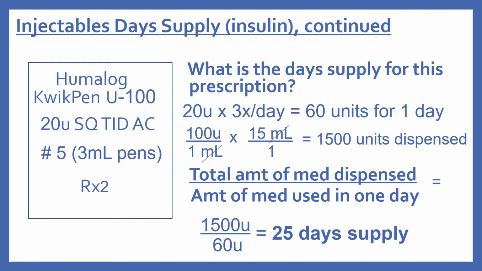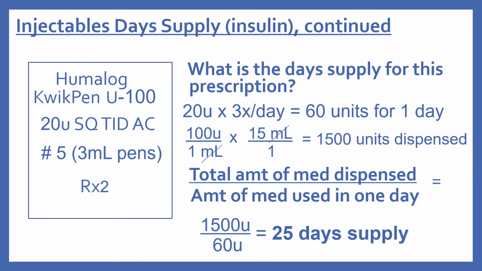20 units 3 times a day would be a total of 60 units for 1 day, 20 times 3. And then to find out how much is in the 5 pens, we have 5 3-milliliter pens, so that would be a total of 15 milliliters. So we know this is U100 insulin, so that means 100 units per 1 ml. And we'll multiply that by 15 milliliters. Our milliliters cancel out, we're left with our units on the top. So that equals 100 times 15 equals 1,500 units will be dispensed.